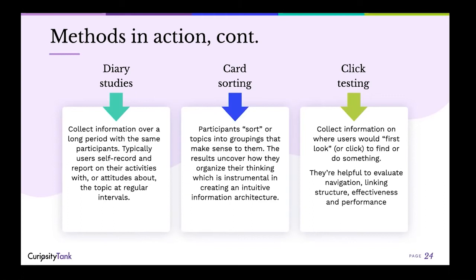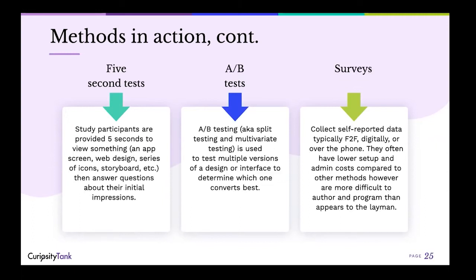Click testing, on the other hand, is a quantitative measure. It helps us collect information on where users would first click to accomplish a task. They're super helpful, again, to inform navigation, link structure, and other aspects, but they measure the accuracy of those clicks and the time it took those people to make that initial click. So it's focused on accuracy and time to task.